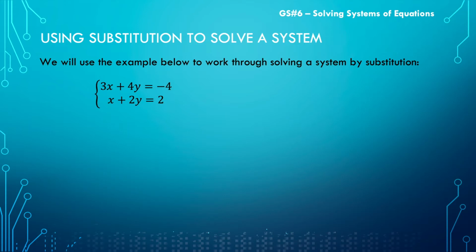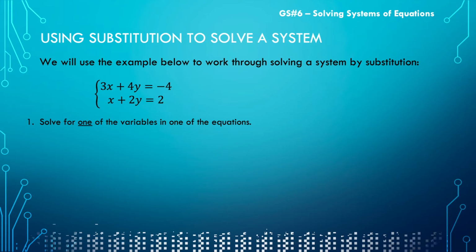So the very first step is we want to solve for one of the variables in one of the equations. So notice that there are two equations here, top equation, bottom equation, and both of these equations have two variables, an x and a y in them. So we can solve for the x in the top, the y in the top, the x in the bottom, or the y in the bottom. None of those are wrong choices. But there's a smart choice and a not so smart choice. Okay, so let's talk about that for a second.